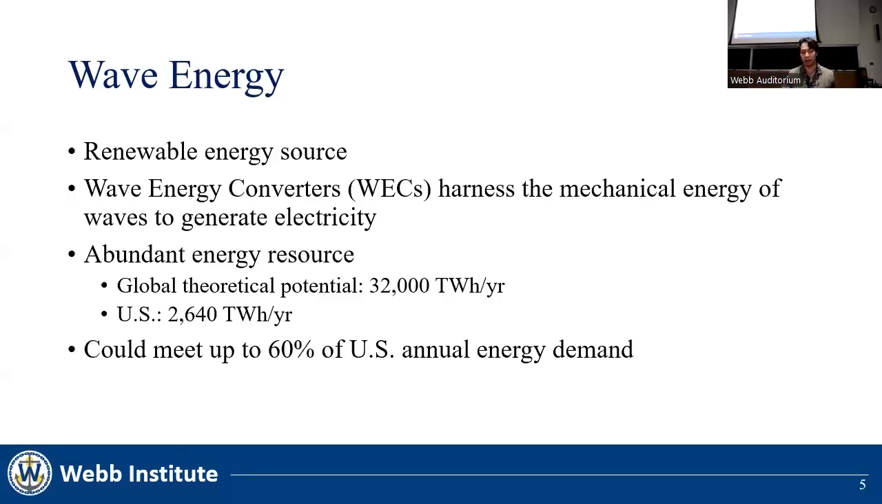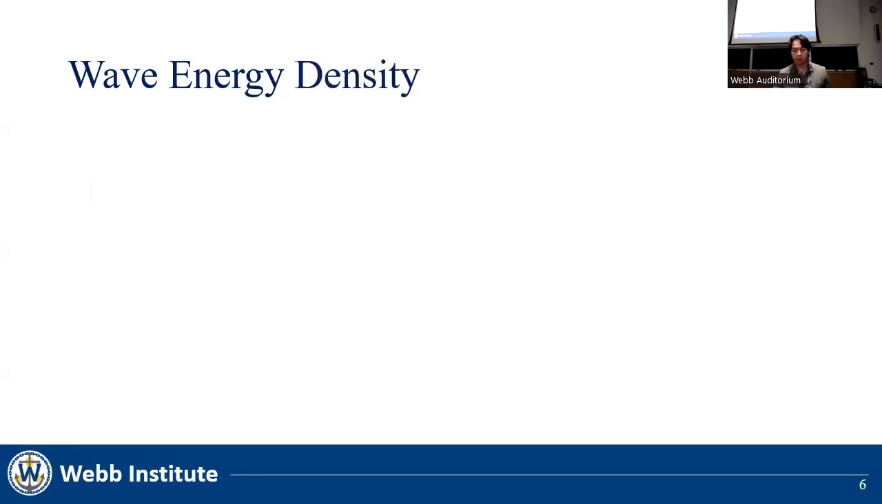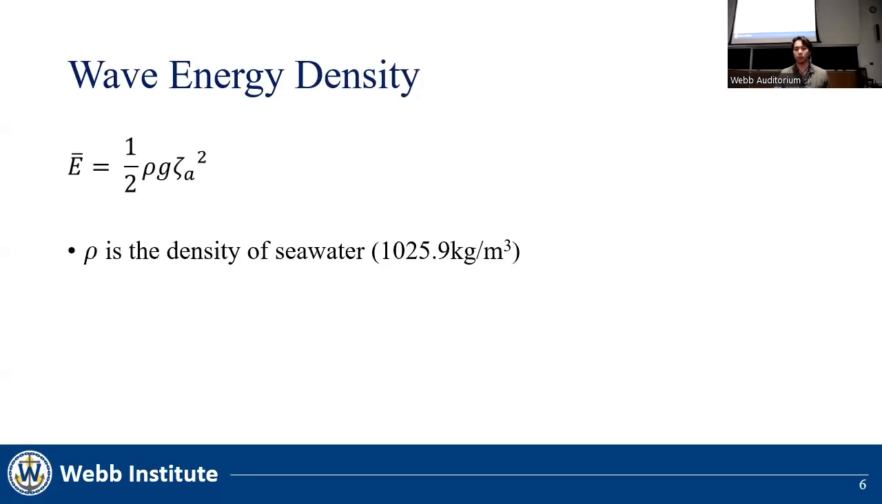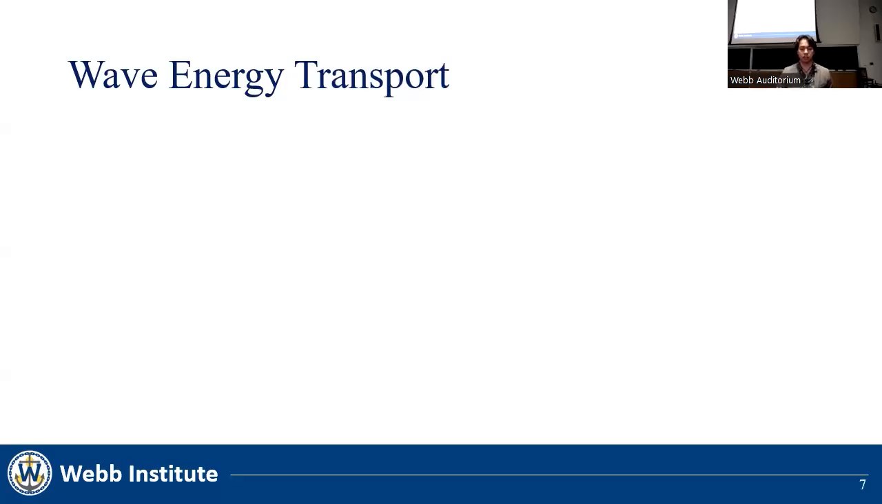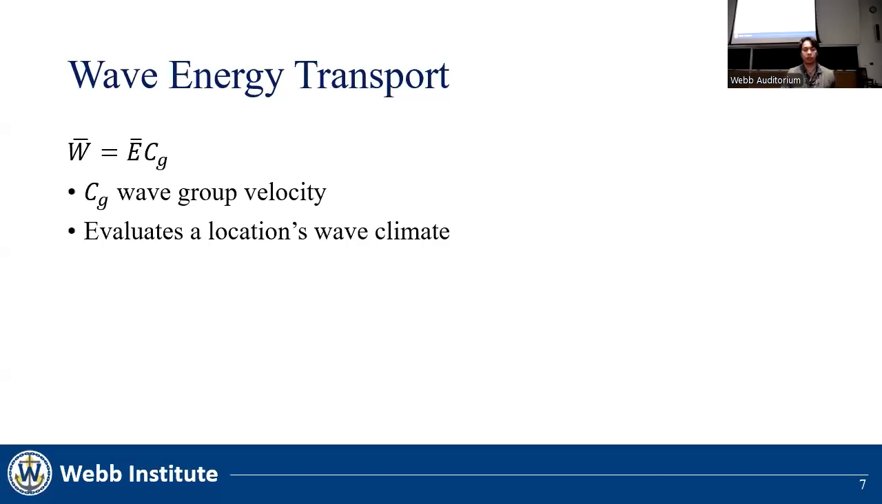annual energy demands. The wave energy density is defined in this equation, where rho is the density of seawater, g is the acceleration due to gravity, and zeta A is the wave amplitude. Wave energy transport is defined in this equation, where cg is the group velocity, or in other words, the speed at which wave energy propagates through a wave. This value is used to evaluate a location's wave climate and is typically expressed in units of kilowatts over meters of crest width.